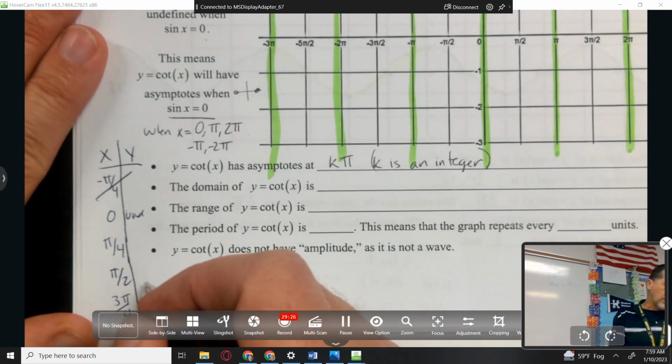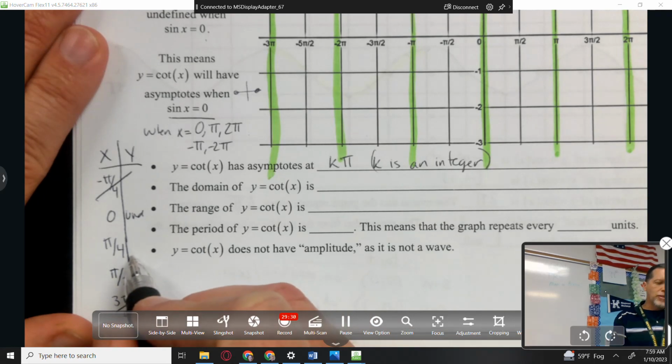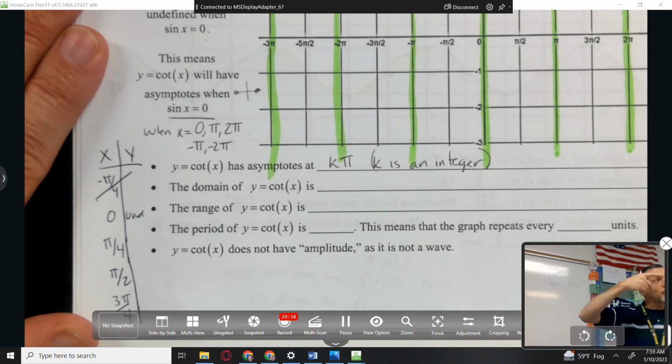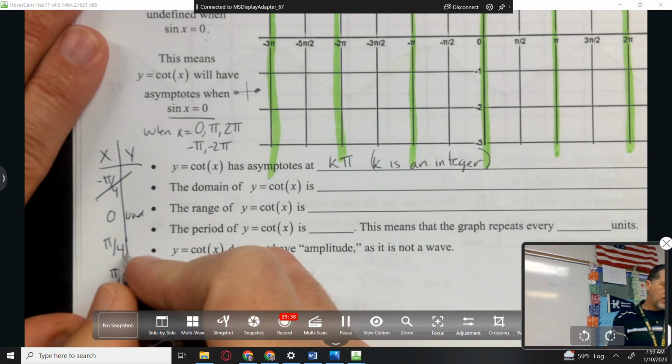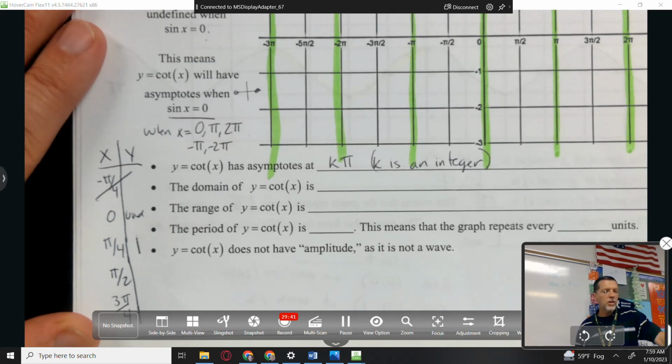Okay, this one's a little harder because cotangent. Let's see. How about cotangent pi over 4? That one shouldn't be too bad, because cotangent is the flip of tangent. Tangent of pi over 4 is 1, so cotangent of pi over 4 is 1.